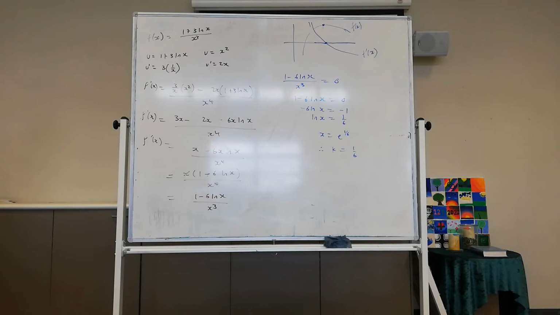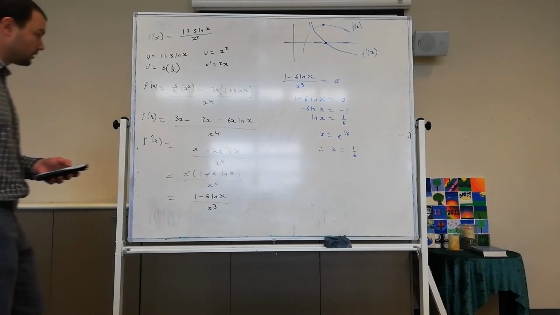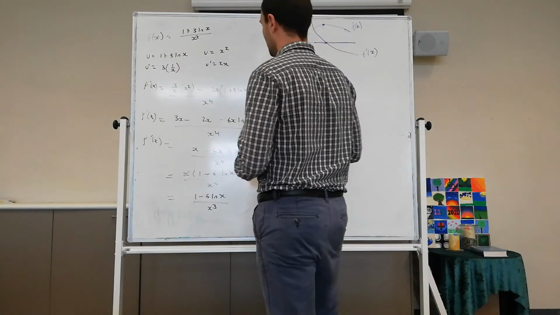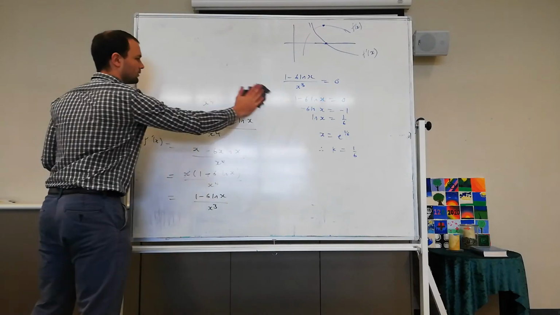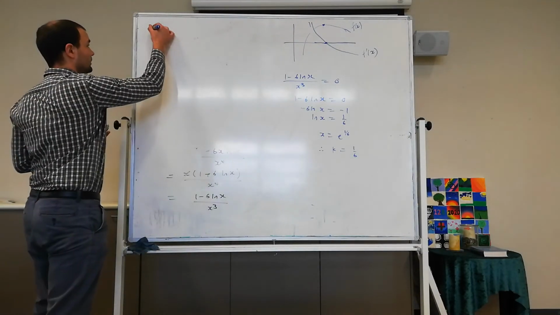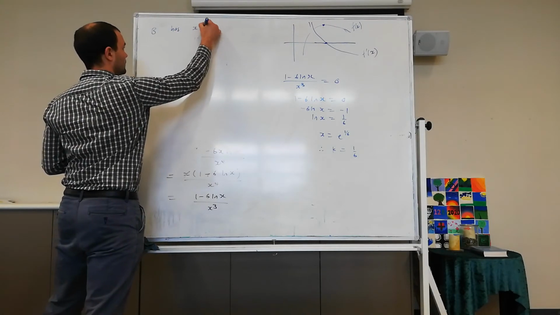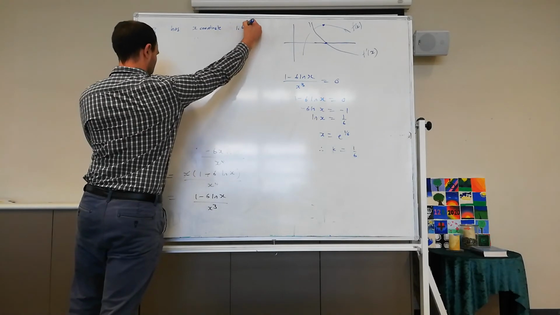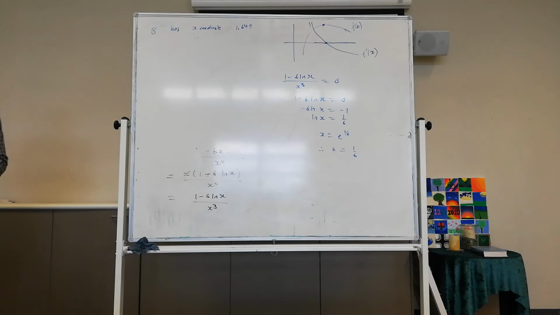So it's 1 take, and so the x value we've got is 1.649. I'm going to rub out the first part.